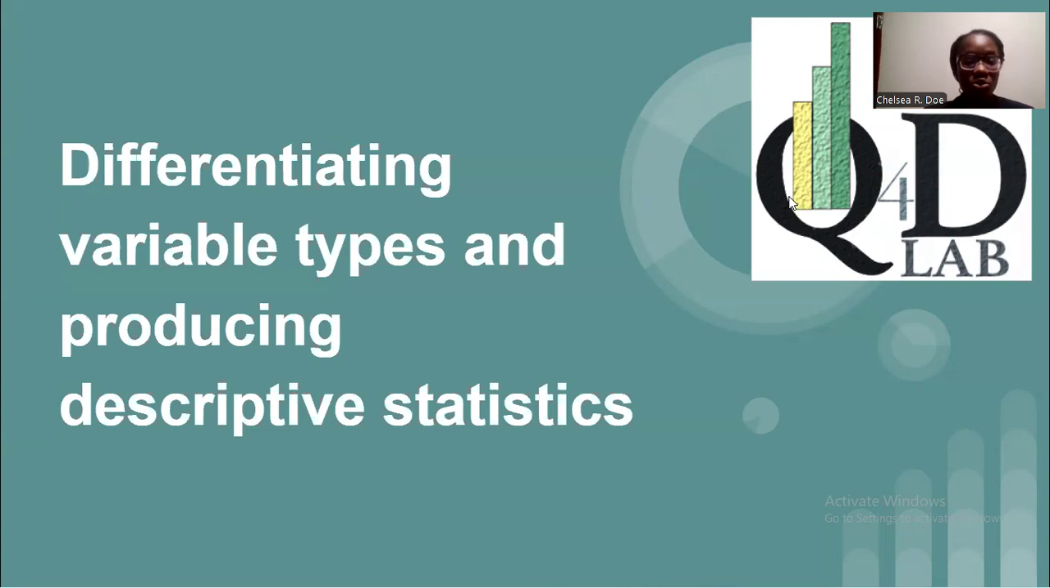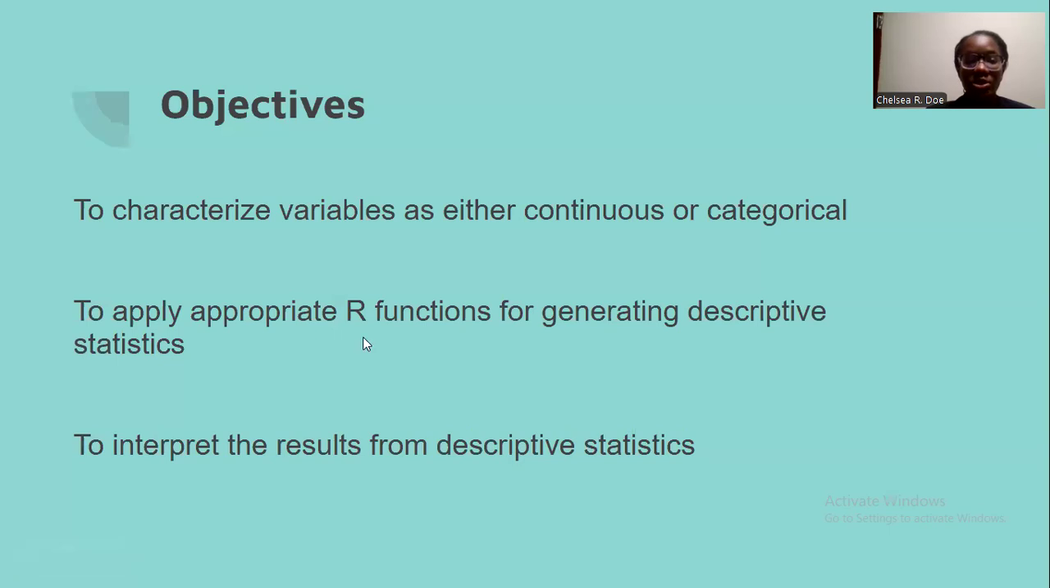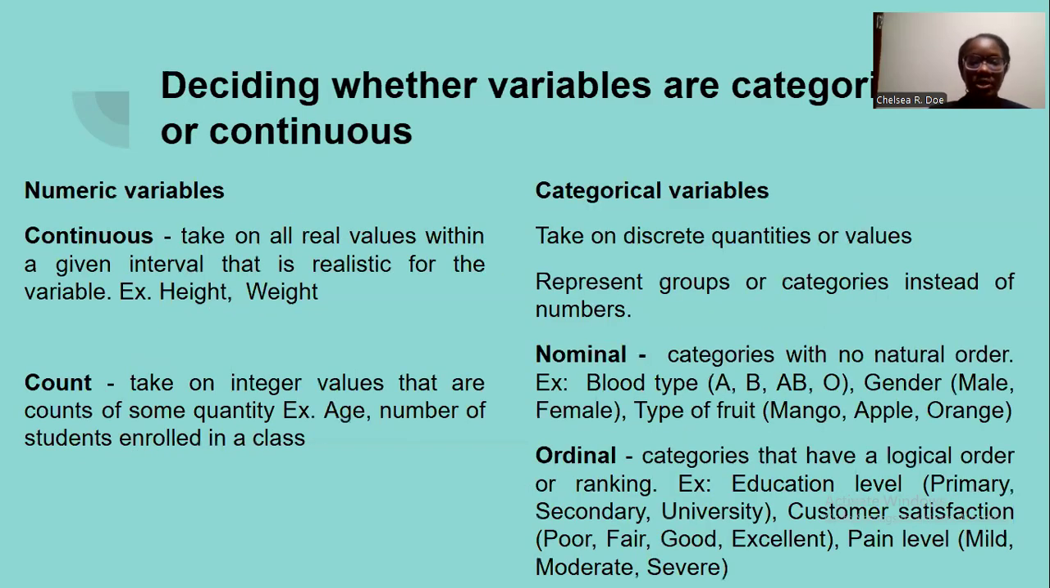Today I'm going to be taking you through the topic differentiating variable types and producing descriptive statistics. Our lesson objectives for today include to characterize variables as either continuous or categorical, to apply appropriate R functions for generating descriptive statistics, and to interpret the results from descriptive statistics.